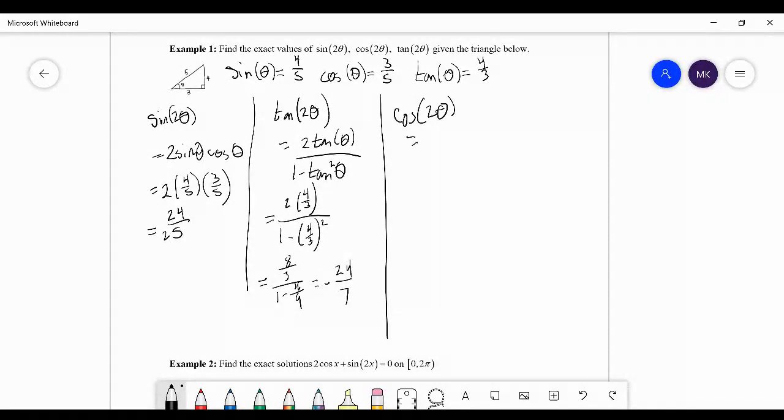We end up with cosine of 2 theta is equal to 1 minus 2 sine squared theta, which is just 1 minus 2 times, sine is 4/5, so 4/5 squared. 1 minus 2 times 16/25, which is 1 minus 32/25, which ends up being negative 7/25.